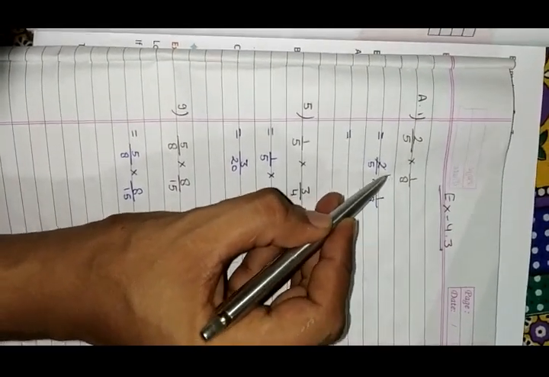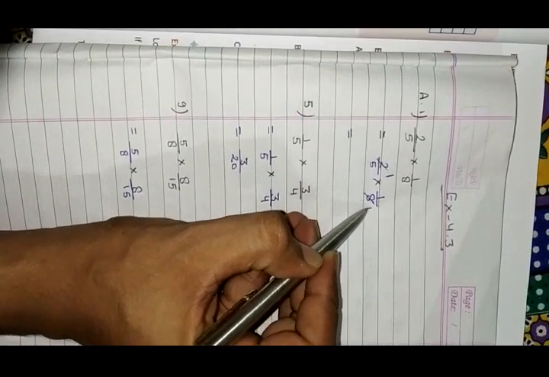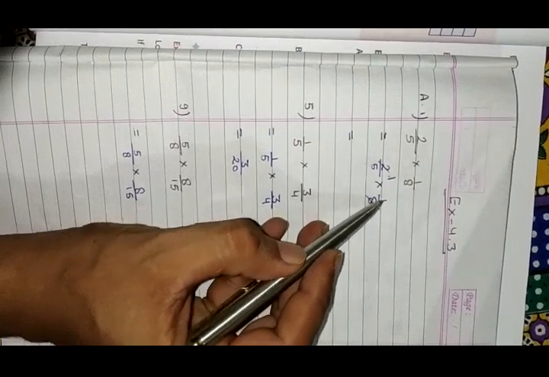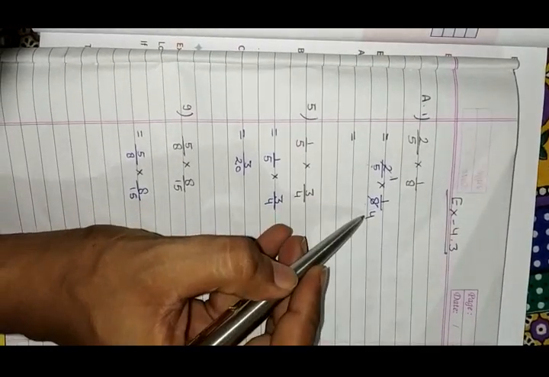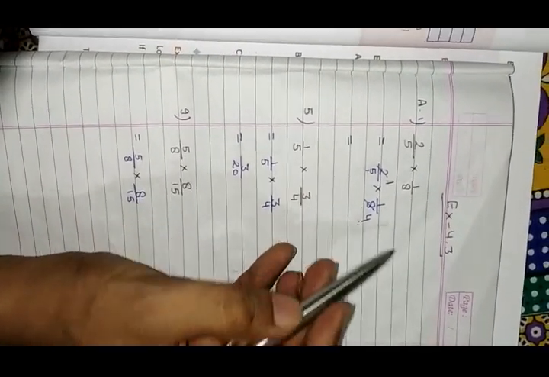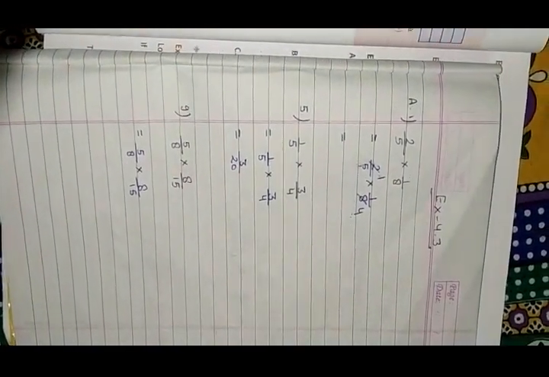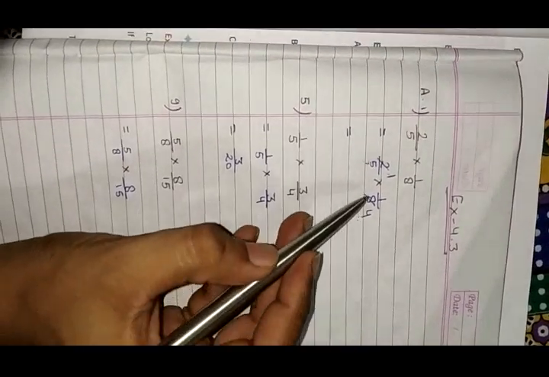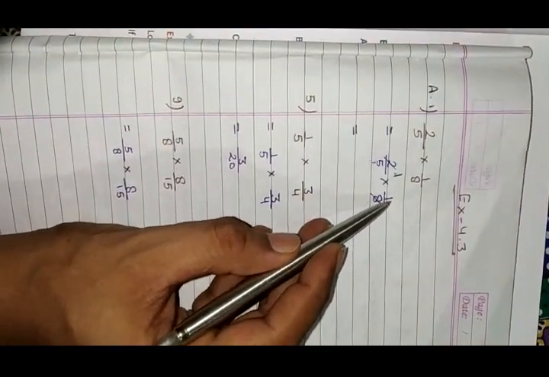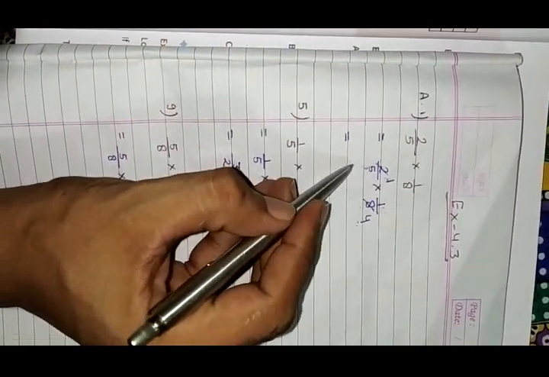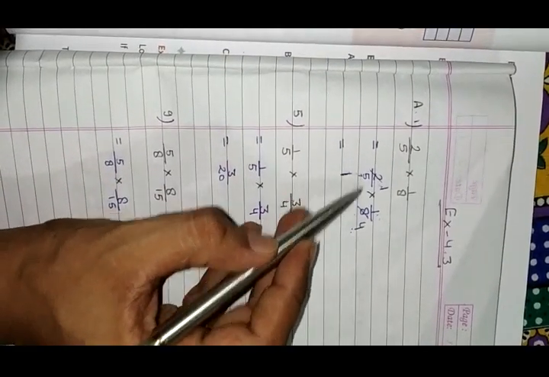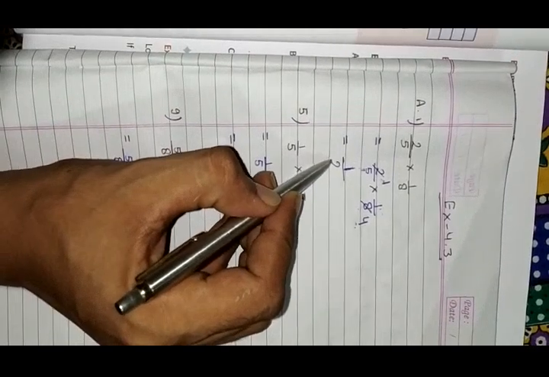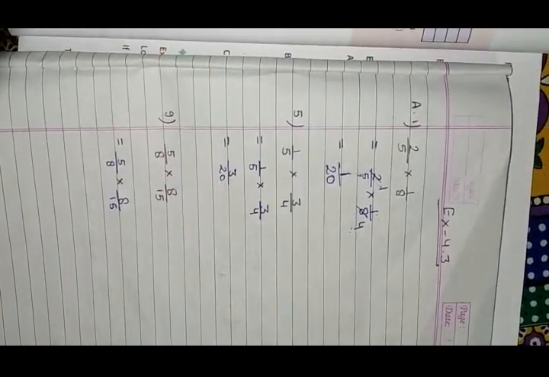2 ones are 2, 2 fours are 8. Okay, now both numerators are 1 and 1 and denominators are 5 and 4. Now there is no common factor in numerator and denominator. Now what we have to do, we have to multiply the numerator by numerator, 1 into 1, and 5 into 4, denominator into denominator, 20. 5 fours are 20. Okay.